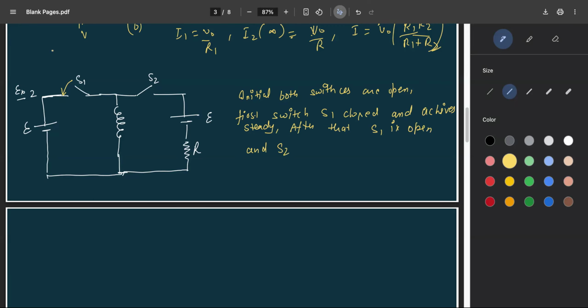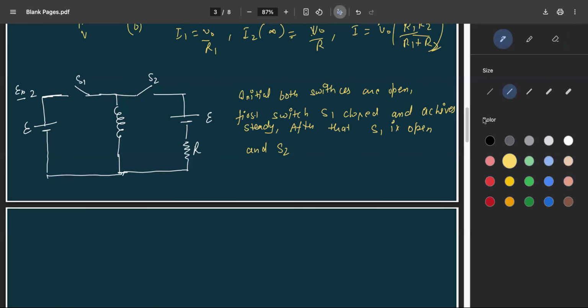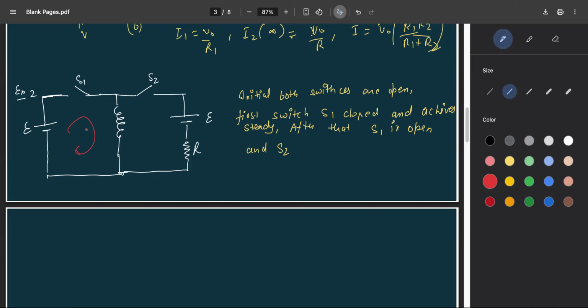Initially everything was open, this is also open. You closed it, so now this is a complete circuit and current is going through it. What is the steady state? After a very long time. After a very long time, you turn it off. Whatever the condition was with this inductor gets stored. Now you turn on the other switch. Then what is the next condition? This is what you have to calculate: the current after closing the switch.